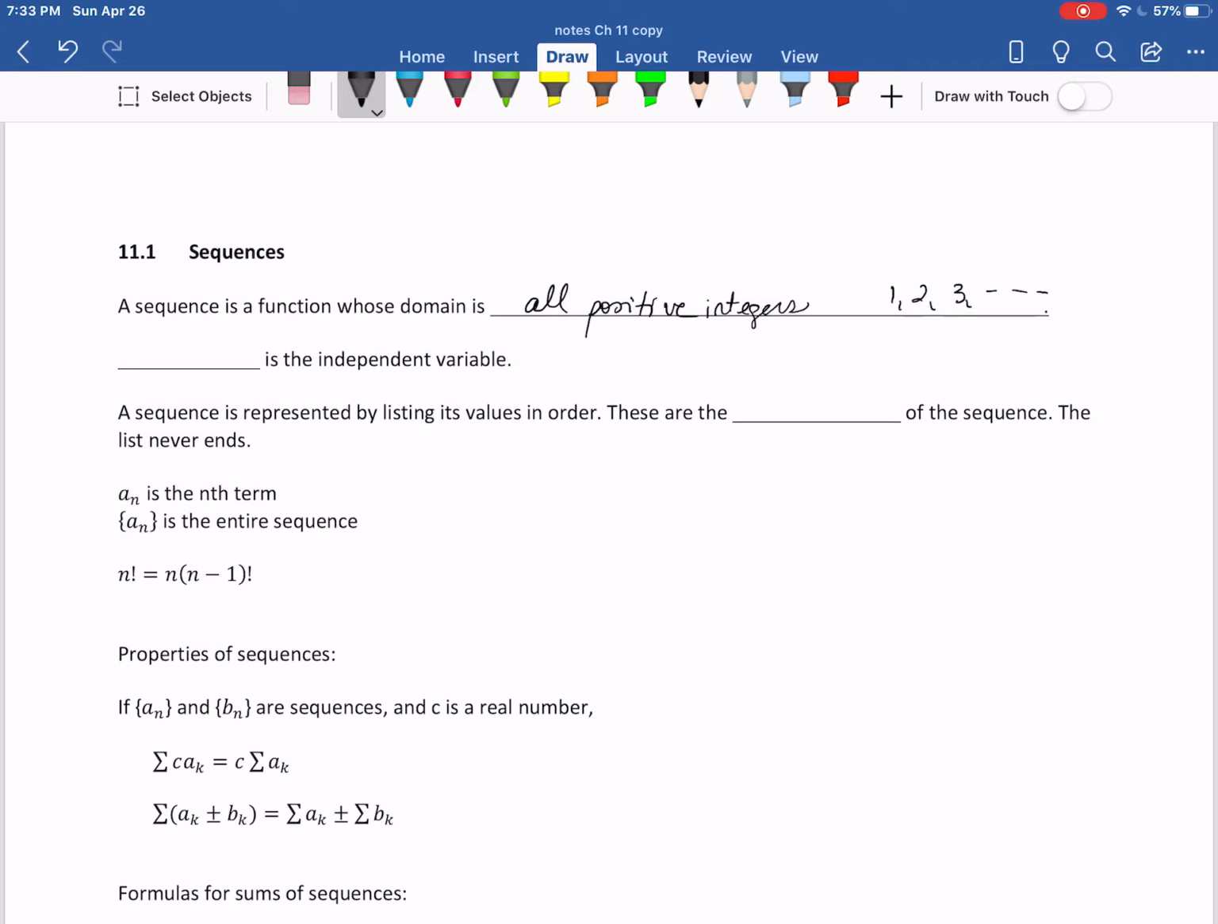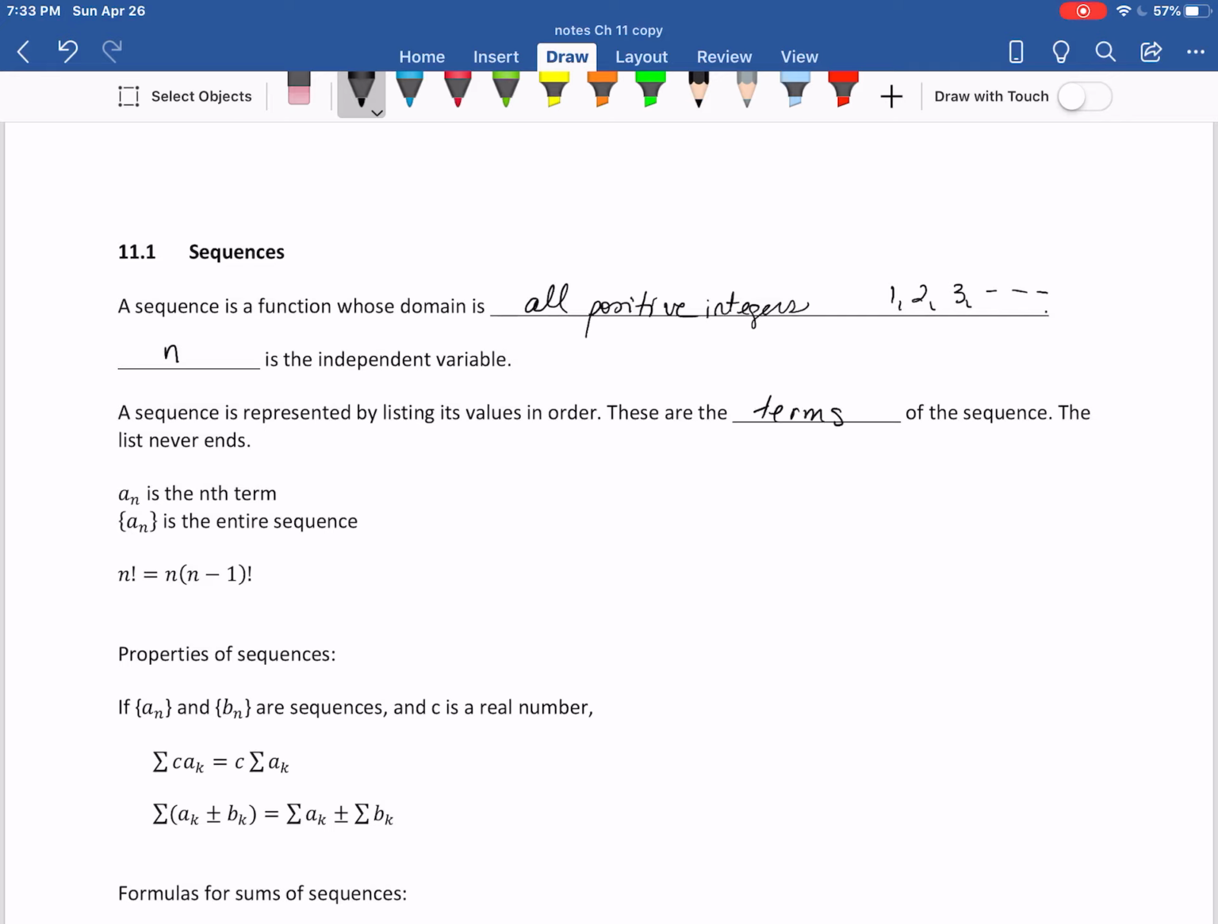The independent variable is not going to be x like what we're used to. We're used to functions in terms of x. In the sequence case, we're going to let the independent variable be the variable n. A sequence is represented by listing the values of this particular function in order. These are known as the terms of the sequence.